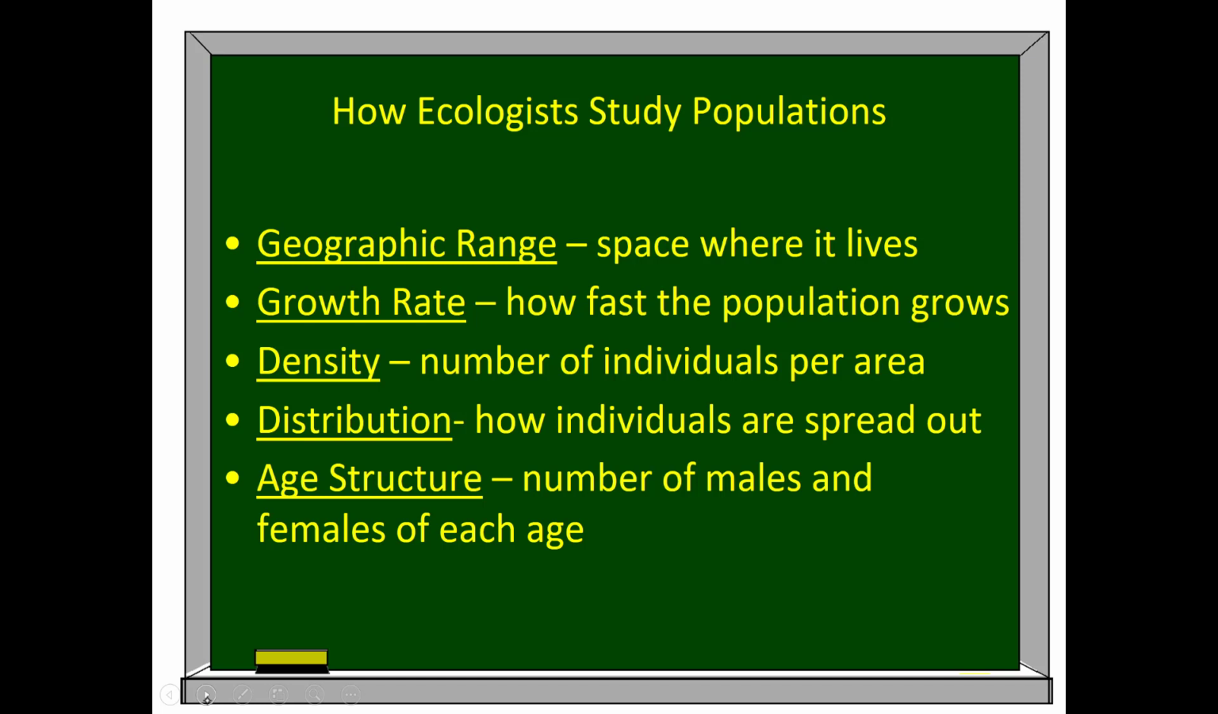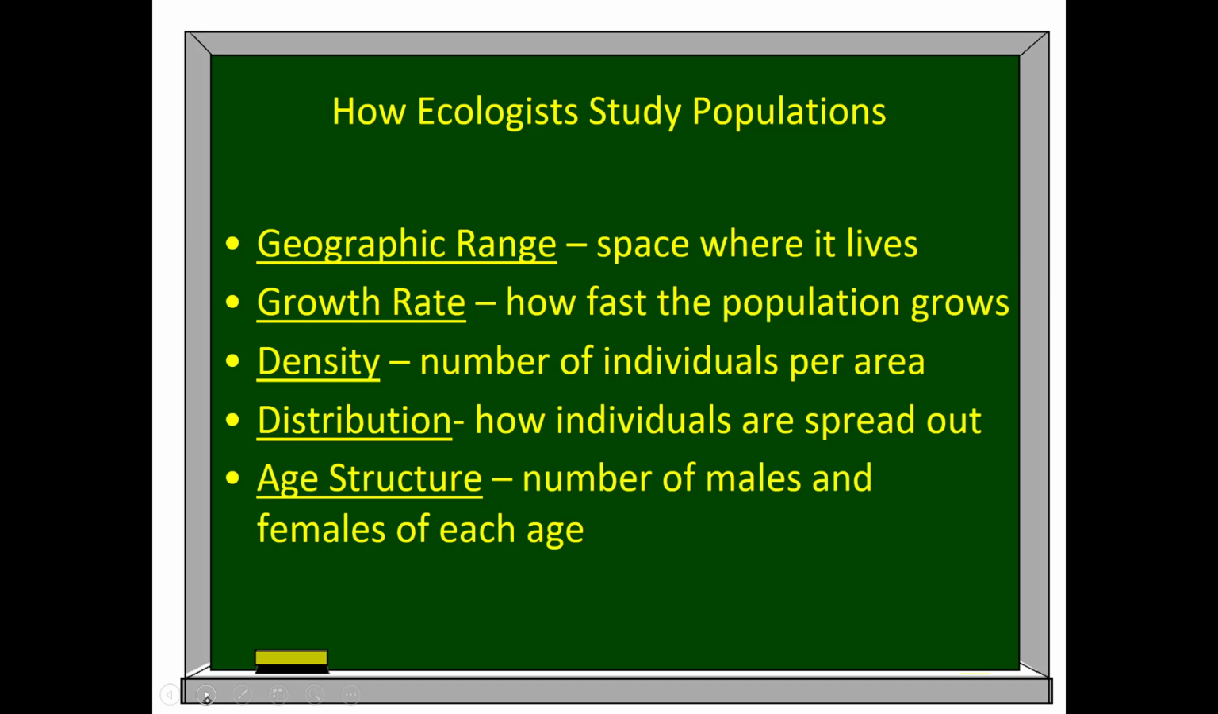So first thing is we have what's called a geographic range. So anything geography related is looking at the area in which that organism or population is living. So the space where it actually lives. So when we think about geography, we might think of different areas around the world. So we might look at where do kangaroos live. Okay, that would be the geographic range.